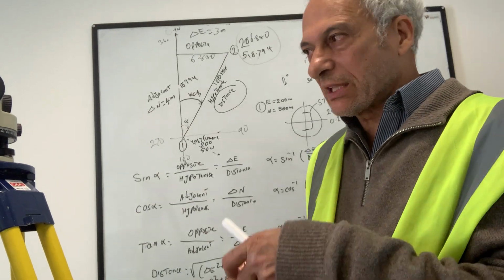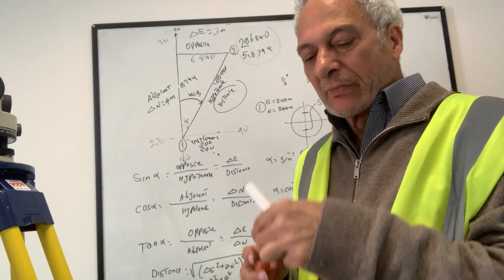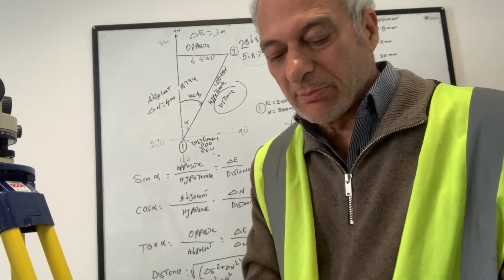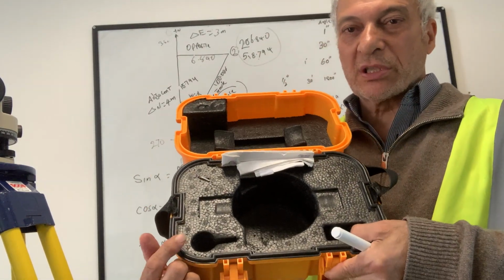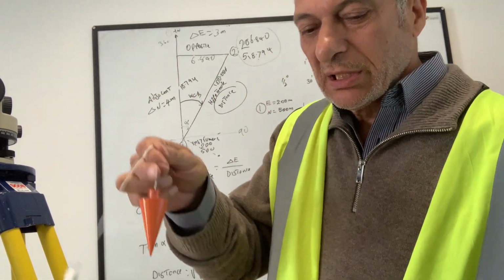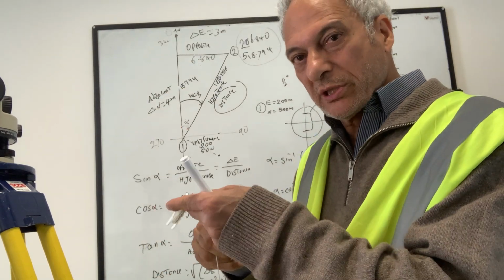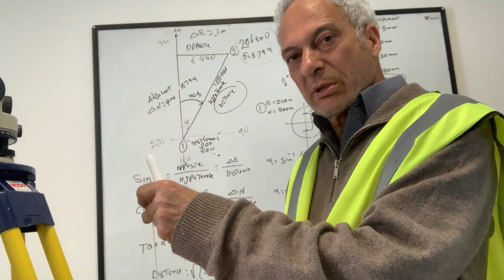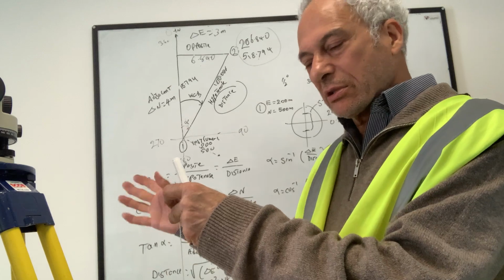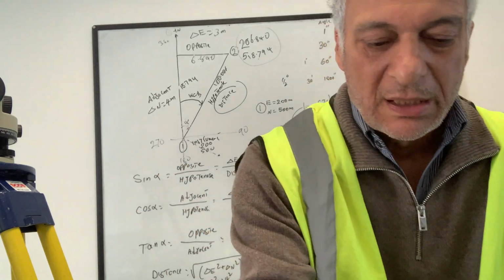And the other thing is that they always come in the box with a plumb bob, and the purpose of the plumb bob is to set it up on a given point. So you can mark on the ground, set up on it, and do your surveying and setting out.